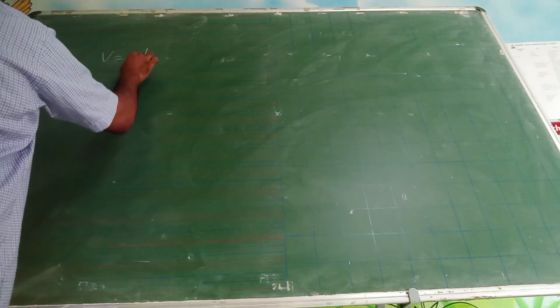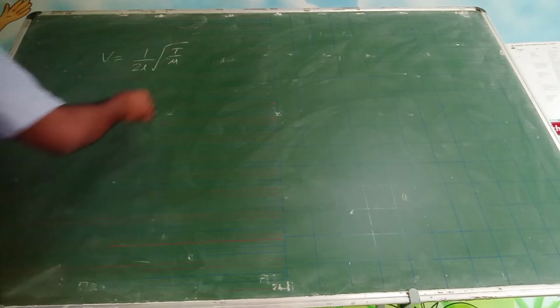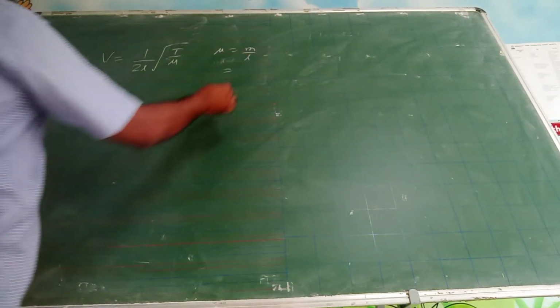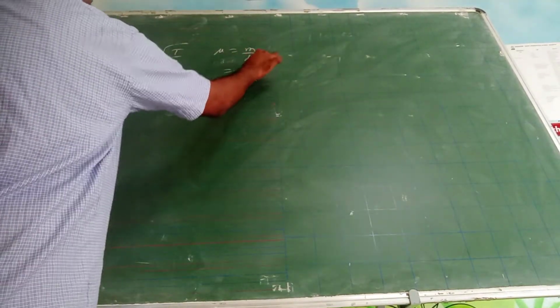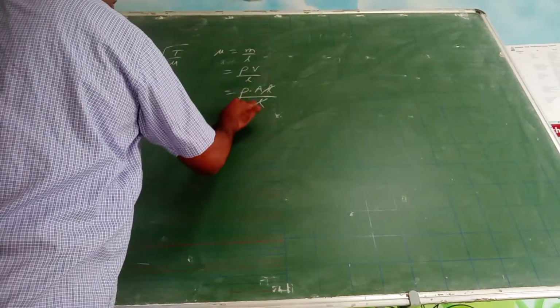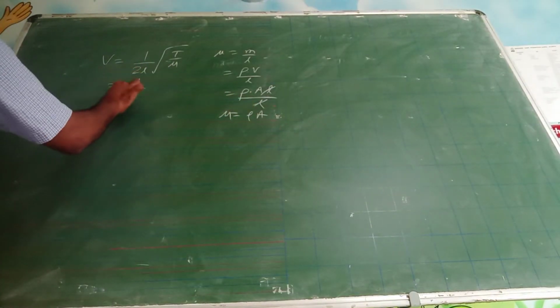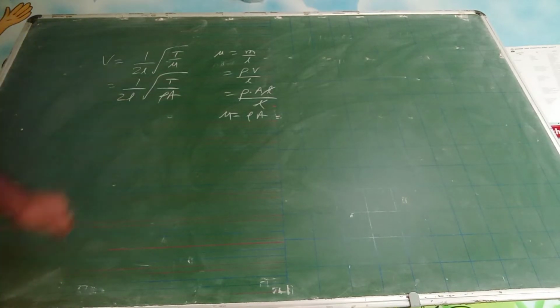So the same equation for the sonometer is 1 upon 2L root over T upon mu, right? So mu was mass per length, and mass is rho multiplied by volume, divided by length. Volume can be written as area multiplied by length. So the length is gone. So mu is rho A. So you can write this as 1 by 2L root over T upon rho A.